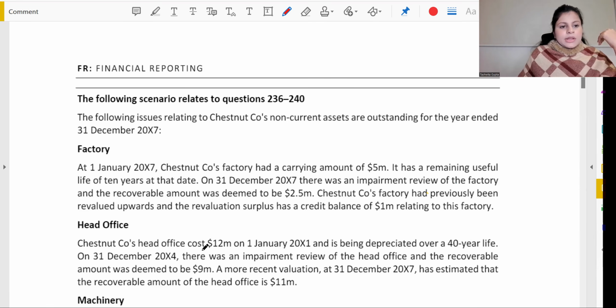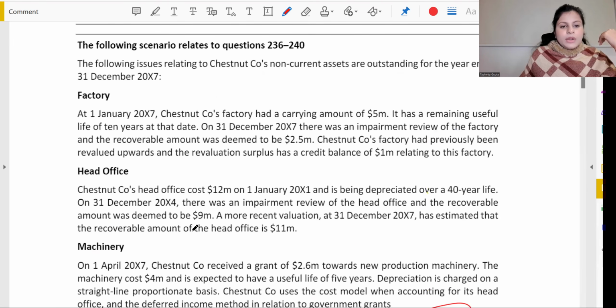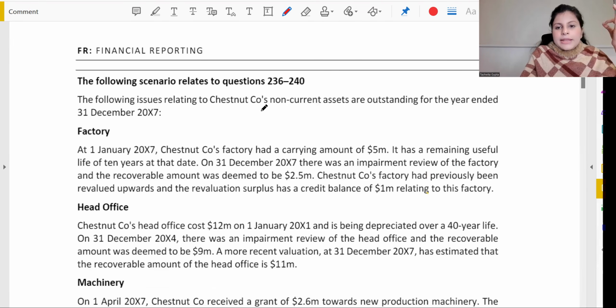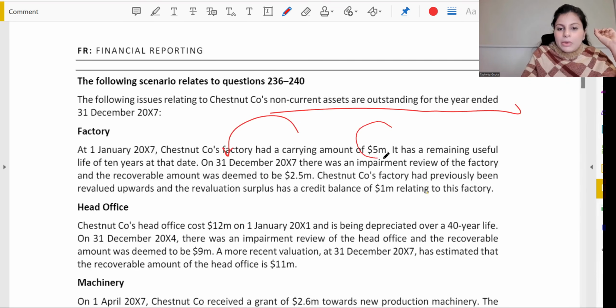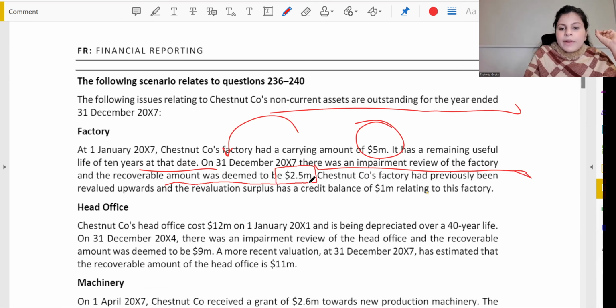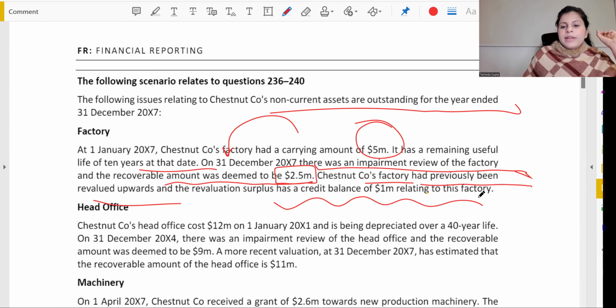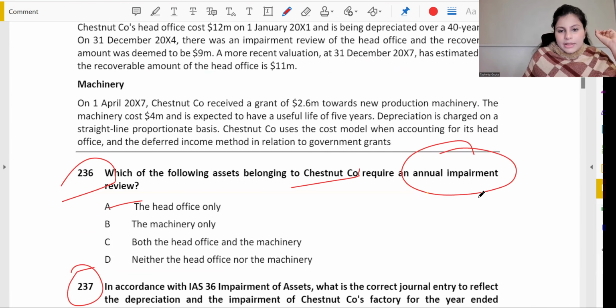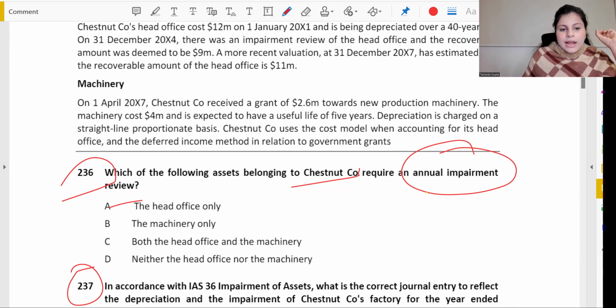Yes. So the following issues relating to Chestnut Company's non-current assets are outstanding. Factory. On 1st January, Chestnut Company's factory had a carrying amount of 5 million. It had a remaining useful life of 10 years. There was an impairment review of the factory and the recoverable amount was deemed to be 2.5 million. The factory had previously been revalued upwards, and there's a credit balance of 1 million related to this factory.